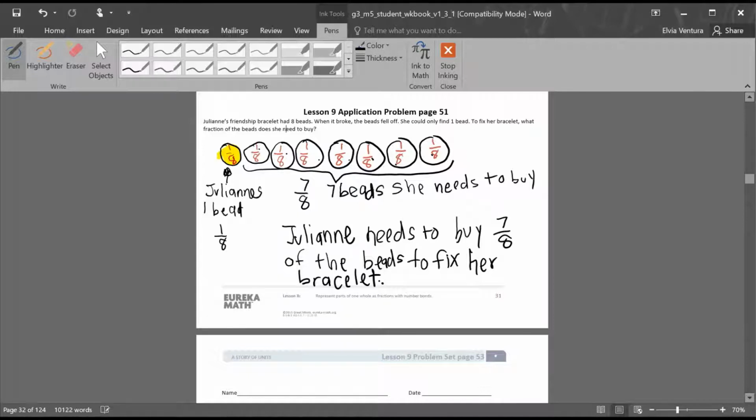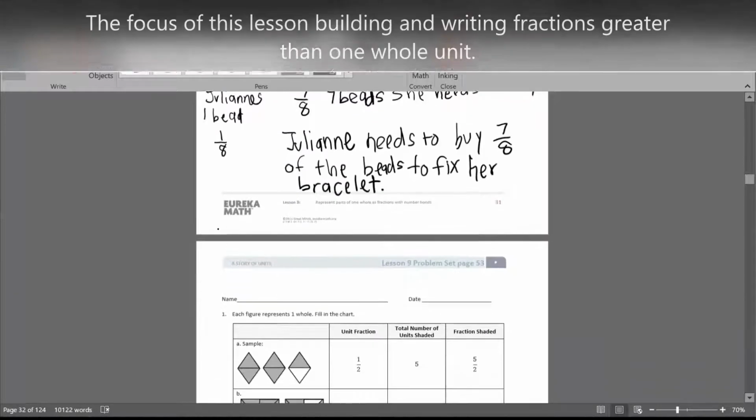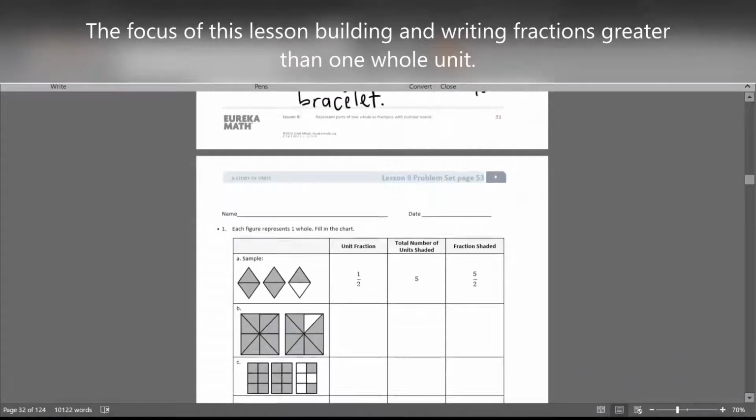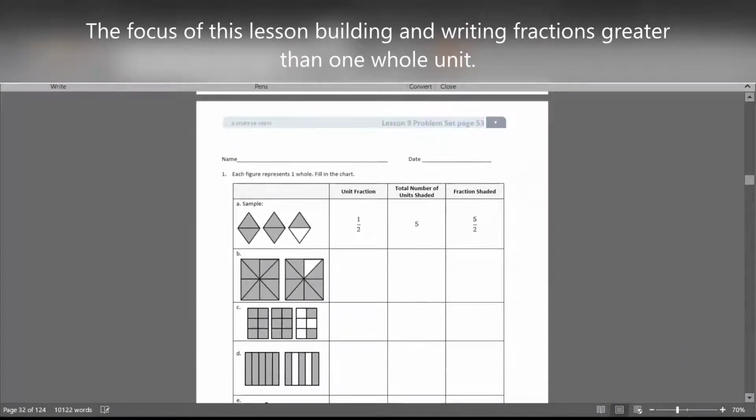Period. Okay, if you need more time to copy that, go ahead and pause it. Or if you need more time to check your work, go ahead and pause that. Okay, let's look at lesson 9 problem set, and we're looking at page 53. So turn to page 53 in your Learn book. Page 53 in your Learn book. Okay, I'm going to give you a minute. If you need more time, pause it till you get there. You need to take out your Learn book and turn to page 53.